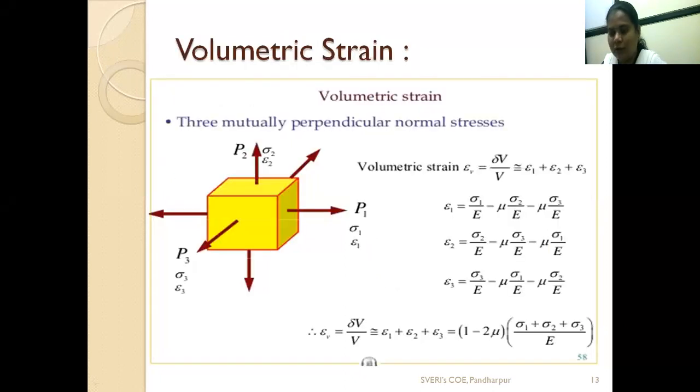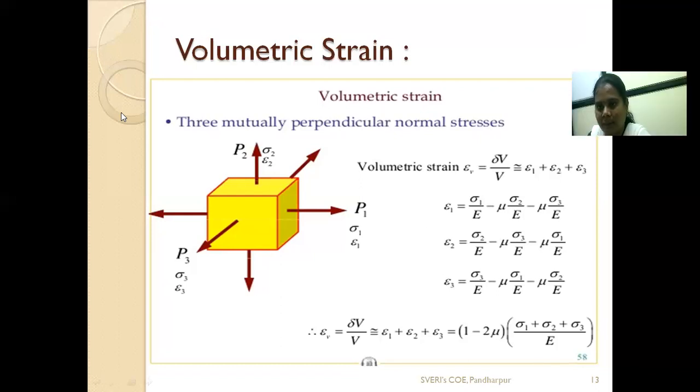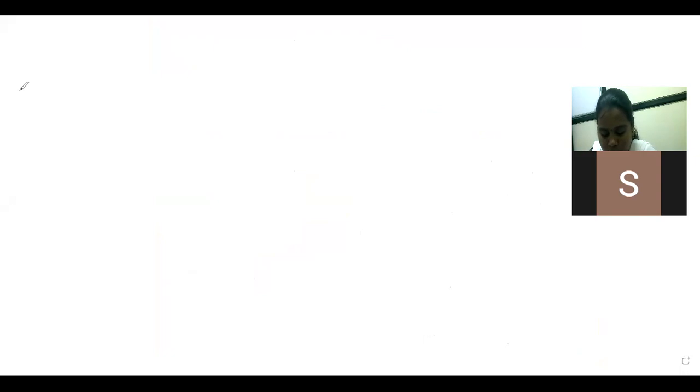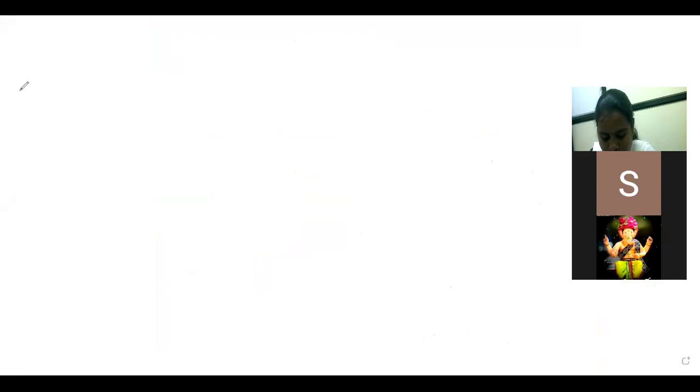So today we will continue with the next point: one elastic constant is remaining to study. Two elastic constants we have already studied. Which two elastic constants did we study in the previous lecture? Anyone please? Poisson's ratio and volumetric strain. These are the elastic constants.